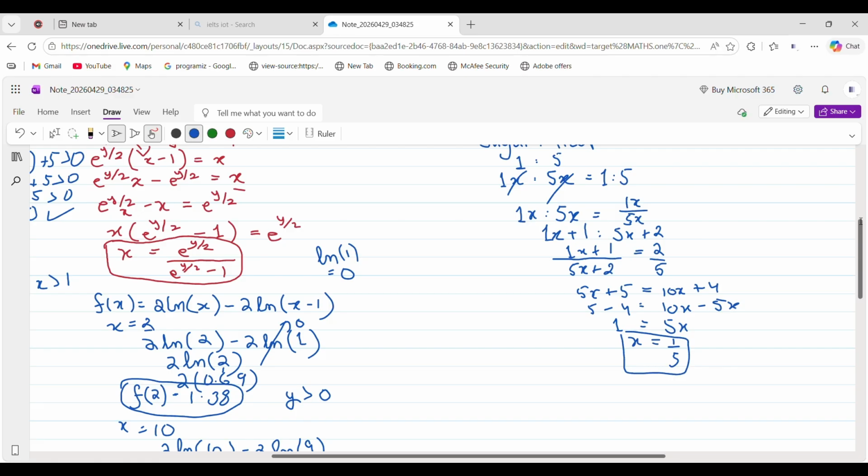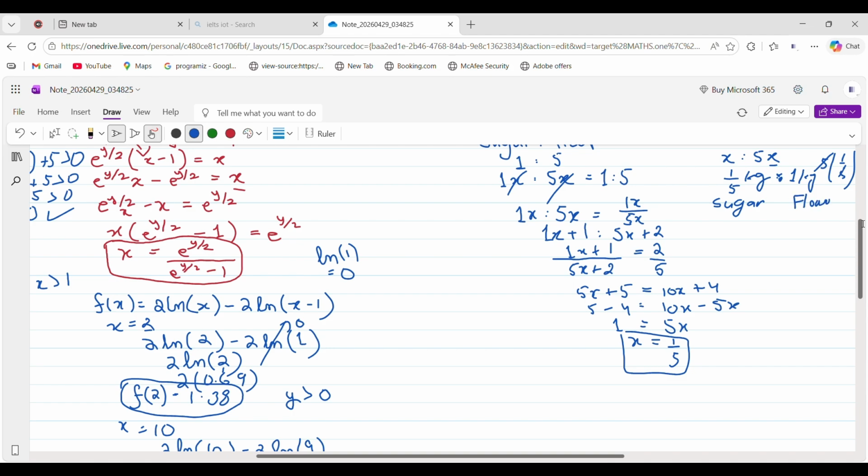So now I have got my x value. When my original ratio was given as x to 5x, the sugar was x, which is 1/5 kg. And for the flour, instead of x, I have to put 1/5 again. This 5 cancels with 5, so we are left with 1 only. So we had 1 kg of flour initially.